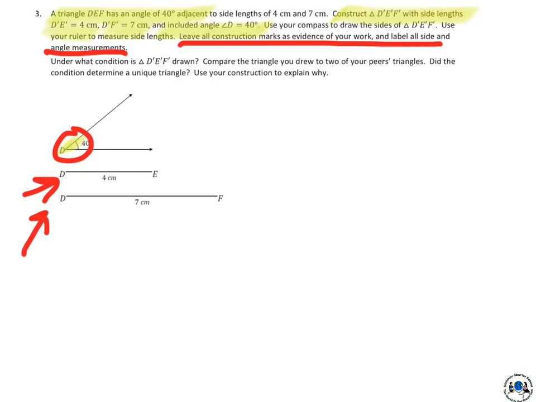Okay, so my first step was to use my protractor. I drew a line first, my bottom segment, which is going to be DF. Then I used my protractor to measure 40 degrees, and then drew my segment DE. And that looks like this.